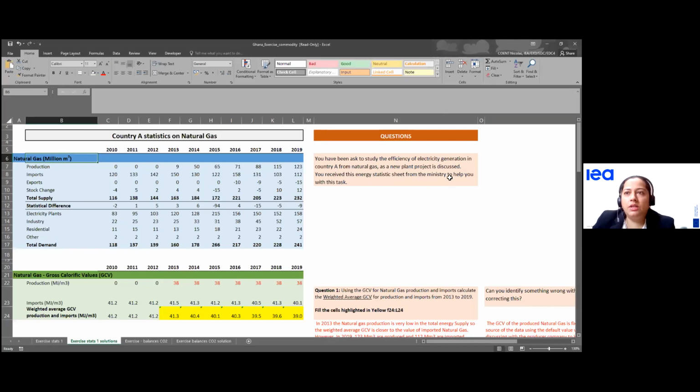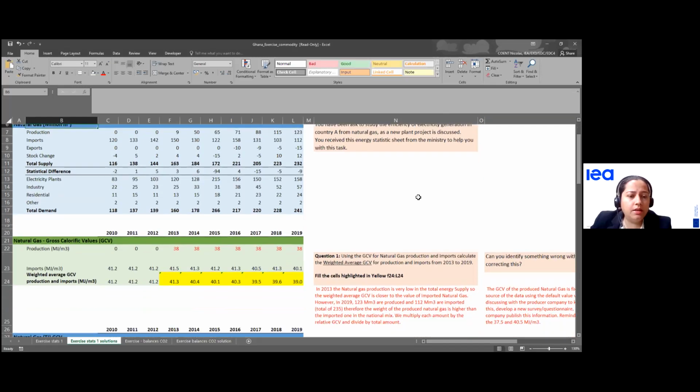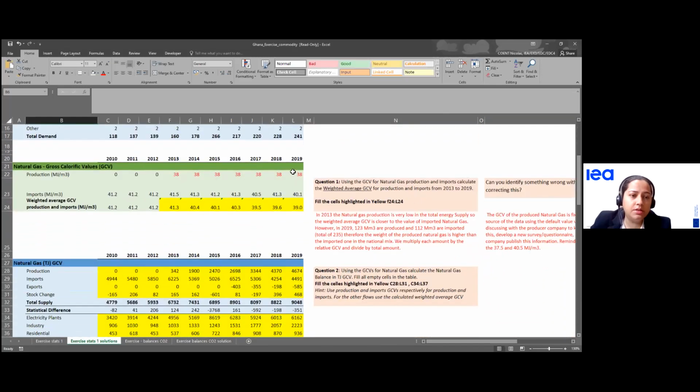And the first question here, and the second table below in green, is about gross calorific values. Here you're given the calorific values for production and imports. And then you're asked to calculate the weighted average gross calorific value for 2013 to 2019. So the highlighted yellow cells. So here you can see that in 2013, the production value in million cubic meters is quite low.